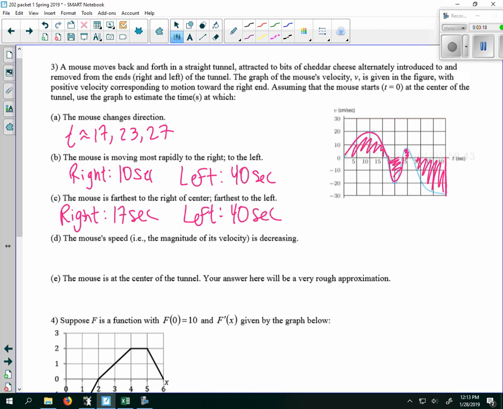Okay, what is the mouse's speed or magnitude of velocity decreasing? Magnitude of velocity, when is that decreasing? So when it's positive, velocity is speed, right? So here he's at a maximum speed and it decreases until it hits 0. So the mouse's speed is at a maximum at 10 seconds.